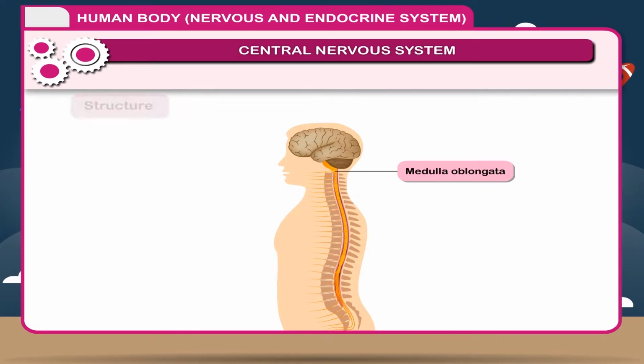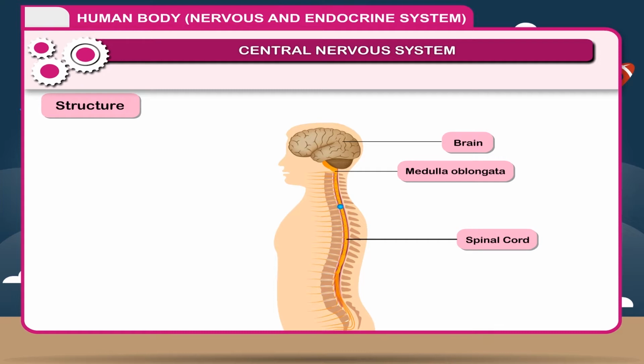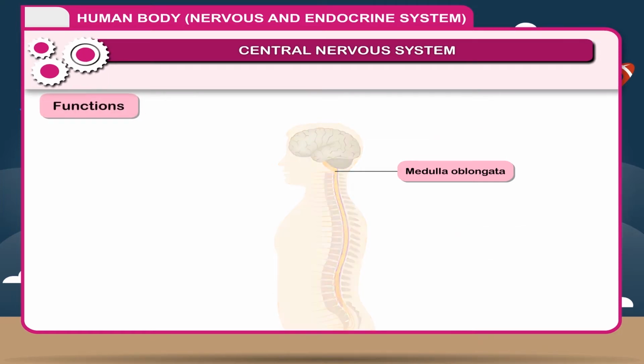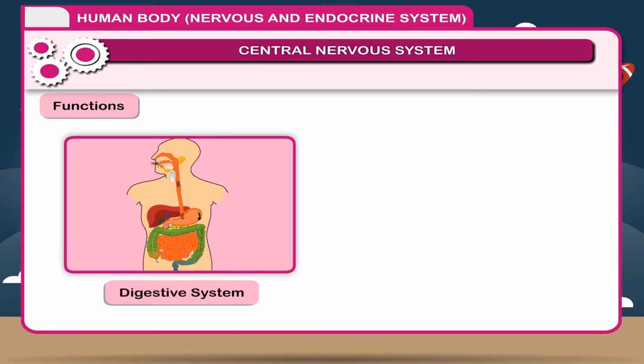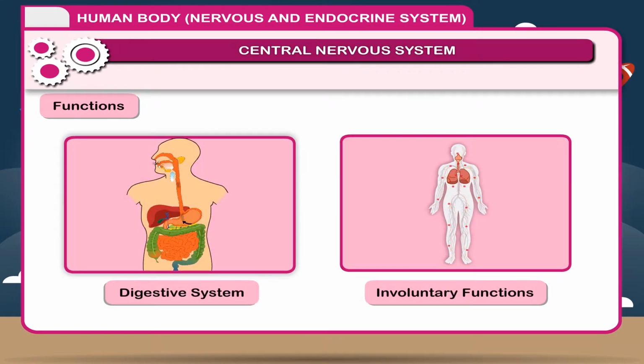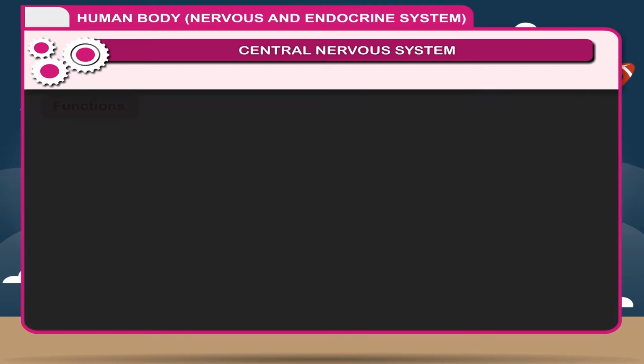Medulla oblongata. It is the base of the brain. It is a link between the brain and the spinal cord. Controls breathing, heartbeat, digestive system, and other involuntary functions.